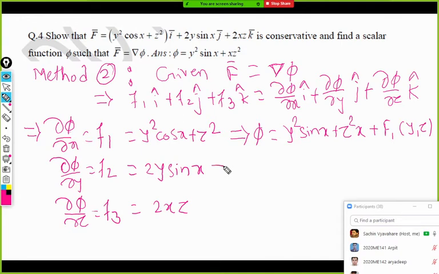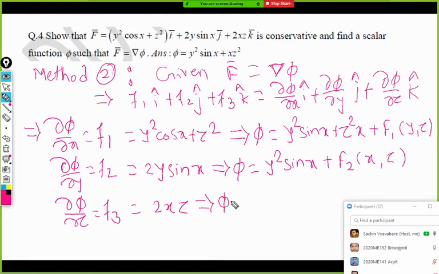Let us integrate the second with respect to y. What should be function phi? Y square sin x, not cos x, because you are integrating with y now. So this is y square by 2, the 2 gets cancelled, y square sin x plus a function f of xz. Okay, third, not z square, it is xz square plus f of xy.